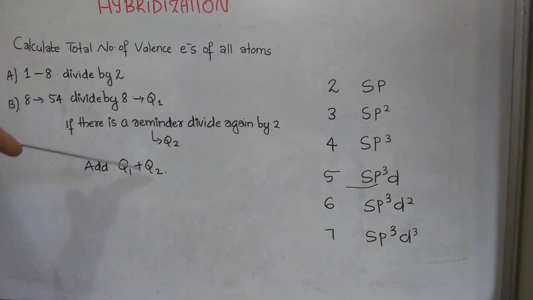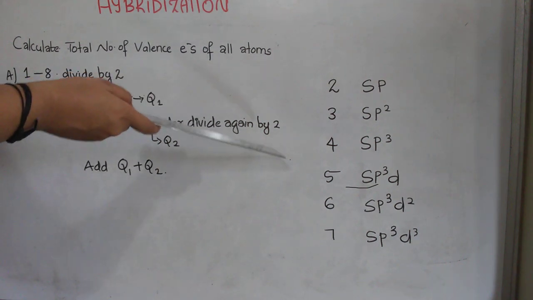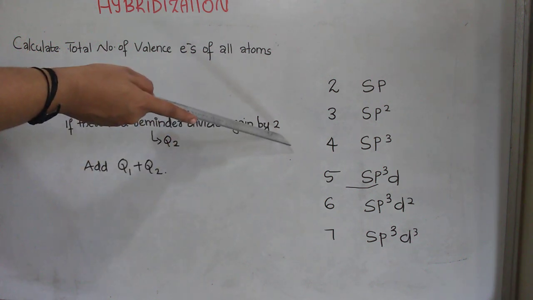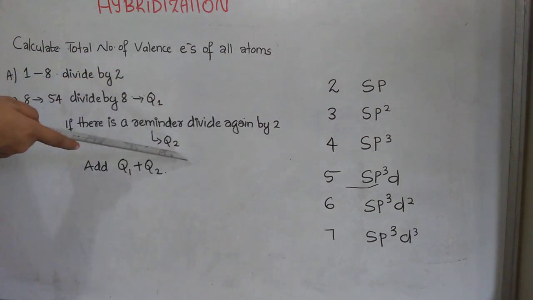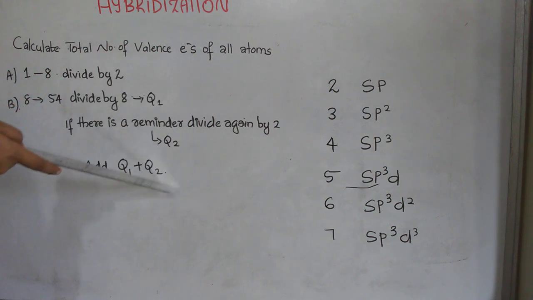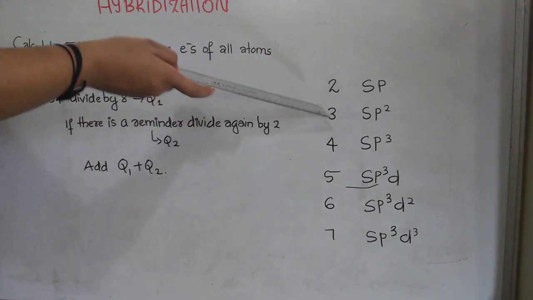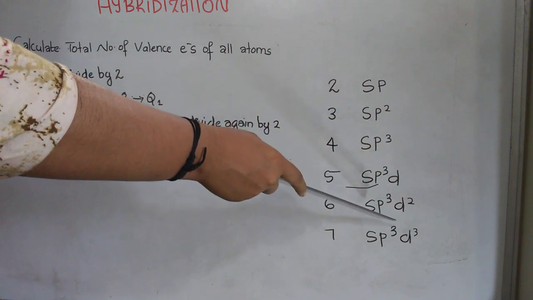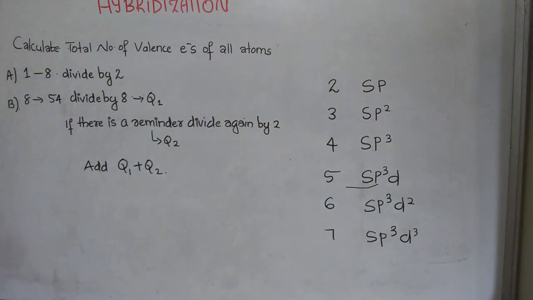If there is a remainder, what do we have to do? We have to divide it again, but this time by 2, because it is a lesser number. And suppose the answer is Q2. Now what we have to do is add Q1 and Q2, and that will be any one of these numbers, that is 2, 3, 4, 5, 6 or 7. And then we will have sp, sp2, sp3, sp3d or the other two. Any one of these will be the hybridization. I know this is a little confusing. I will be explaining this by using some examples.